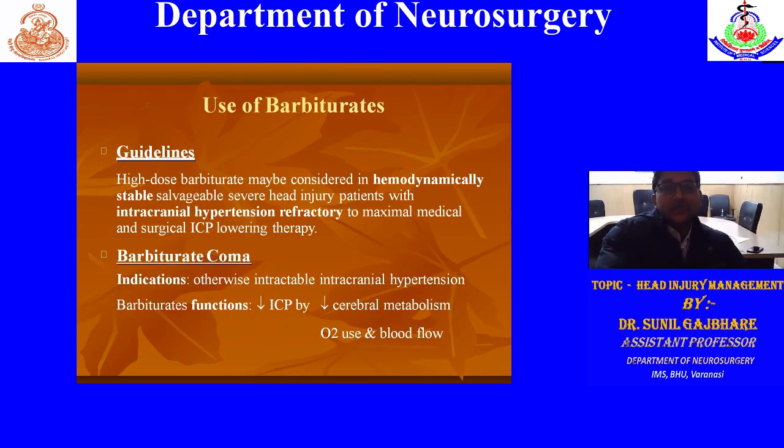High dose of barbiturates may be considered in hemodynamically stable, salvageable, severe head injury patients with intracranial hypertension refractory to maximal medical or surgical ICP lowering therapy. Barbiturate coma is a last resort, and the indication for it is intractable intracranial hypertension. Barbiturate functions by decreasing the ICP and decreasing the cerebral metabolism. It also decreases the O2 used by the brain tissue, and it decreases the blood flow.